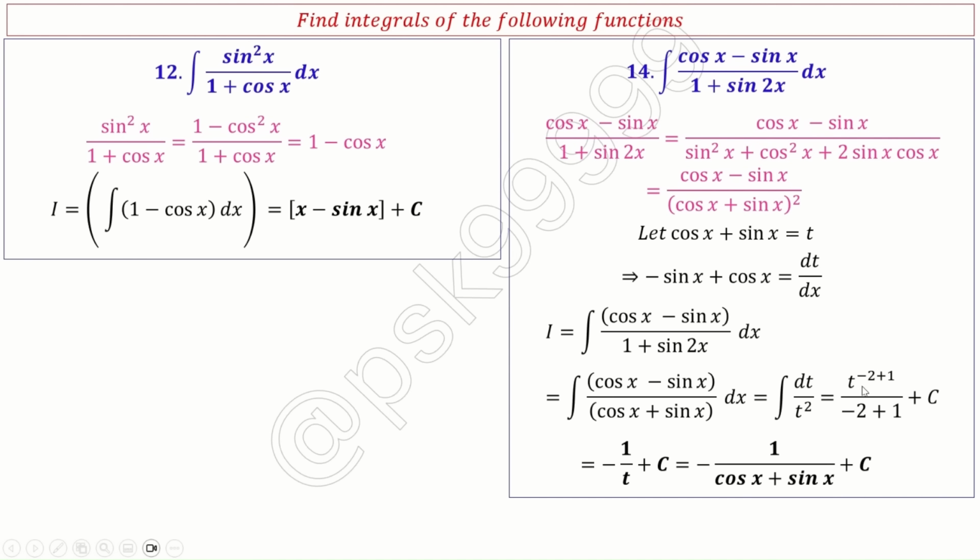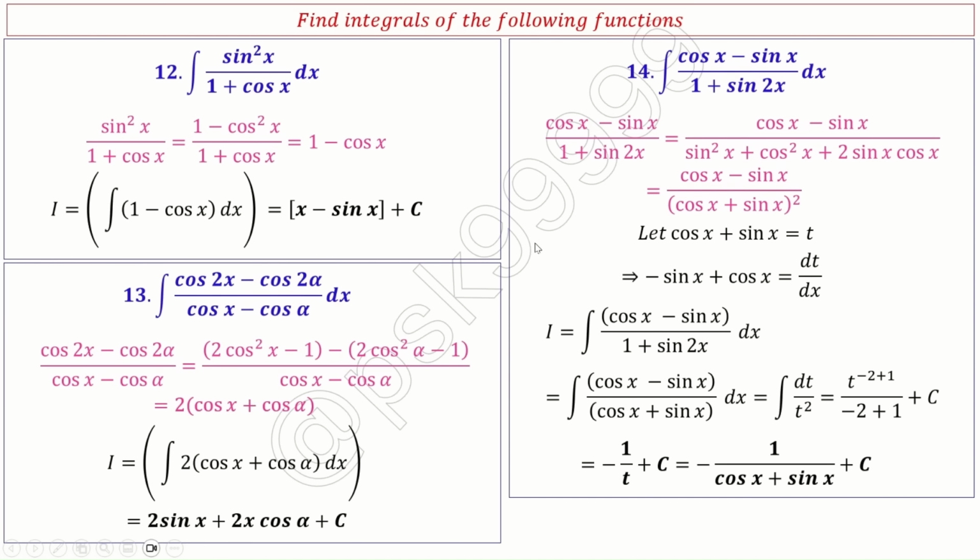So this is t to the power of minus 2 plus 1 divided by minus 2 plus 1, that is minus 1 by t plus constant, and t is cos x plus sin x, so the answer is minus 1 by cos x plus sin x plus constant. I am using both the trigonometric identity as well as the substitution method of integration. These are the kind of problems you can expect. In the previous one, it was just a trigonometric identity, and there was no substitution.